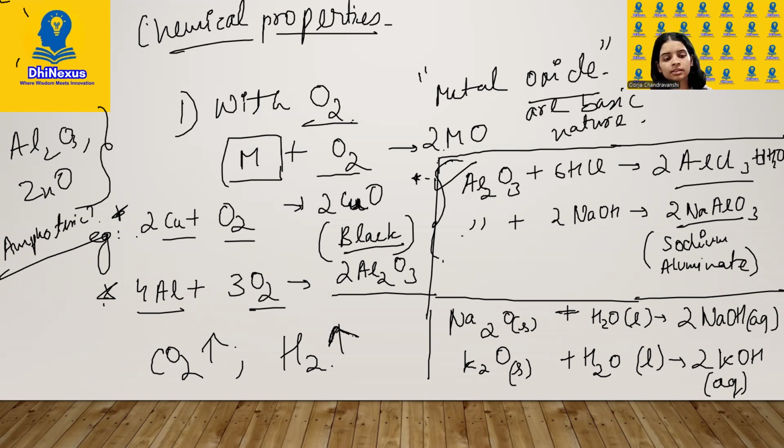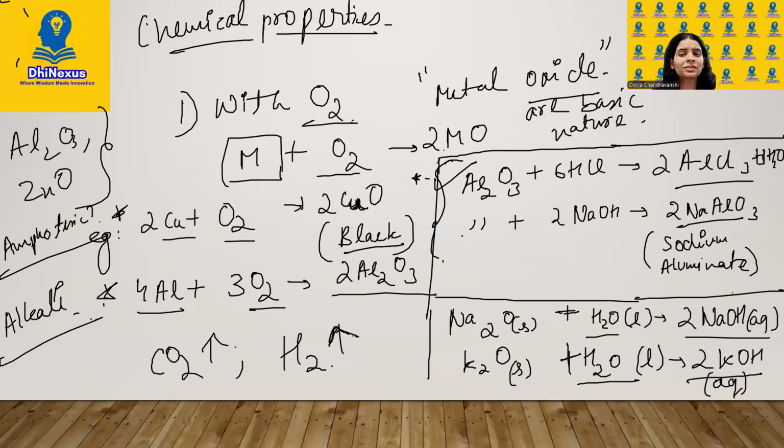Then there is a case that some metal oxides, like your sodium oxide and potassium oxide, are exceptions. Usually metal oxides are not soluble in water, but when these are dissolved in water, they give us bases which are soluble, and such bases are called alkali. The bases which are soluble in water are called alkali.